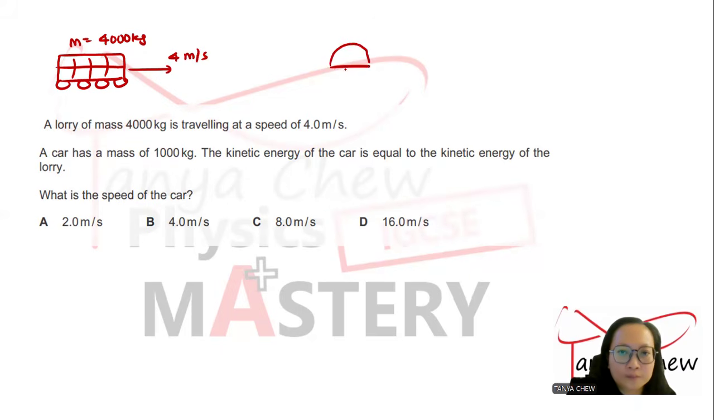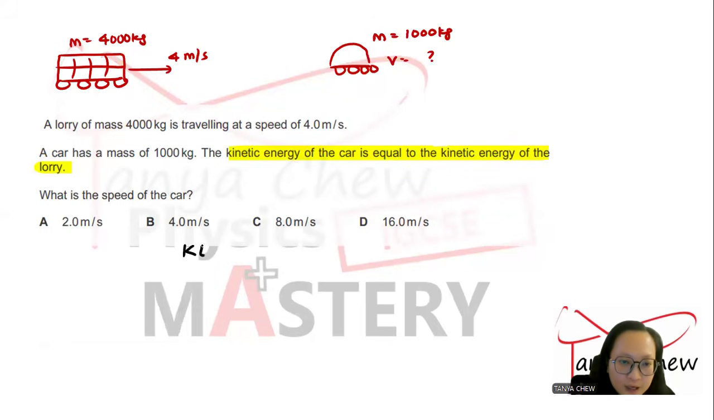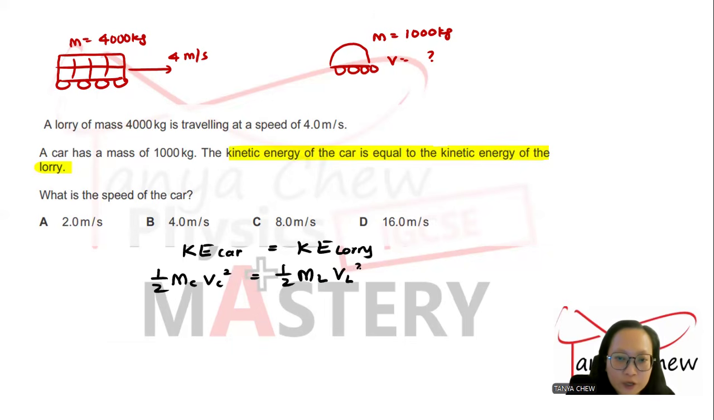And I have a car. And then the mass of the car is equal to 1,000 kilograms. And the speed of the car, I don't know. Right? But I have another relationship here. Kinetic energy of the car is equal to the kinetic energy of the lorry. So I can do now, kinetic energy of the car is equal to the kinetic energy of the lorry. Kinetic energy of the car is half m_c, means car, v of the car square, is equal to half m_l, means lorry, v of the lorry square.